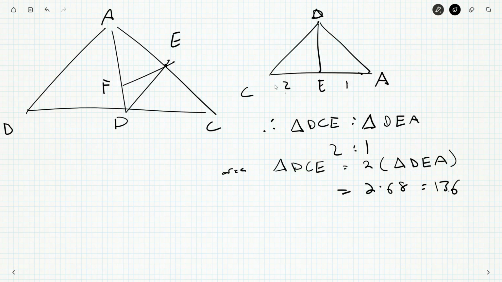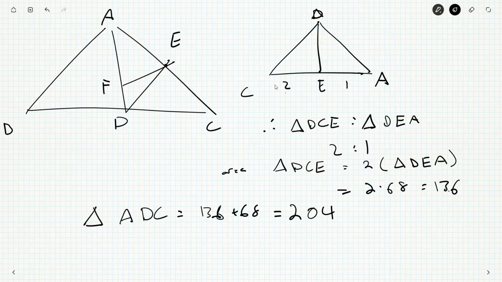Wait, is it 136? Get a 6, carry a 1, 12 plus 1. Yeah, 136. Okay. So now that tells me that the whole area ADC is going to be 136 plus 68. Really testing my multiples of 17 here. 6 and 8 ends in a 4. Carry a 1. 1, 3, 6 is 10, so 0, and then carry the 1 to 2. Okay, we're almost done.